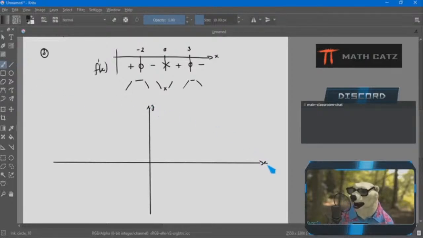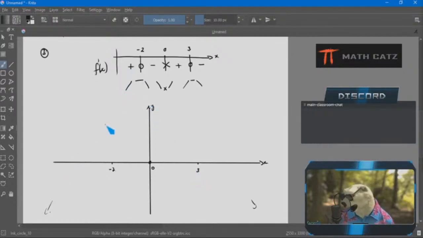Y and X. So we know we're going down on either side once all the ups and downs are done. So something happens at -2. Let's put -2 over there. Something's happening at 0, and I know there's a Y-intercept at 0 already. Something's happening at 3.